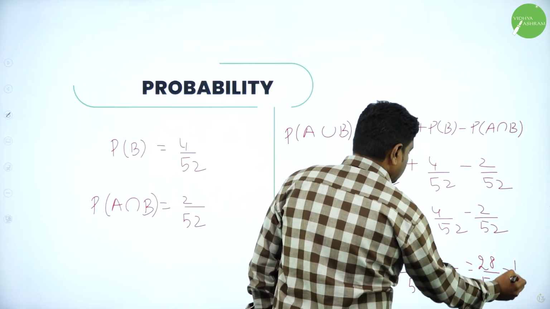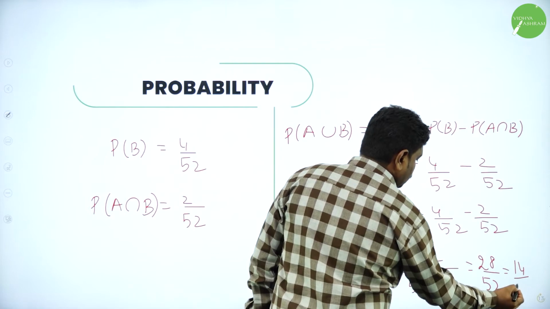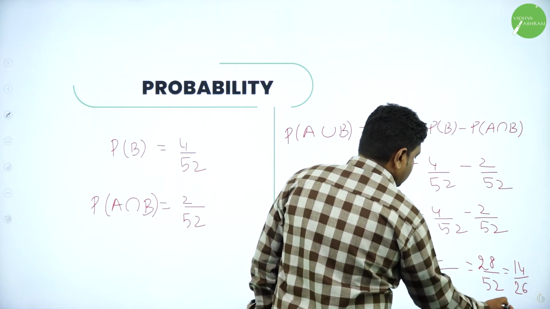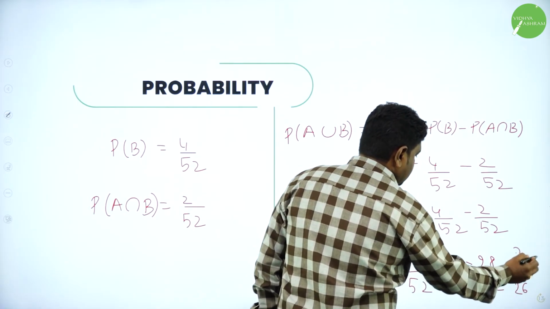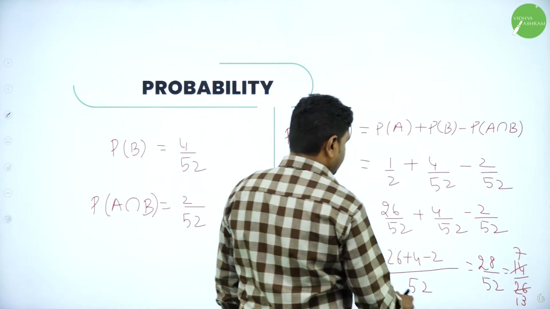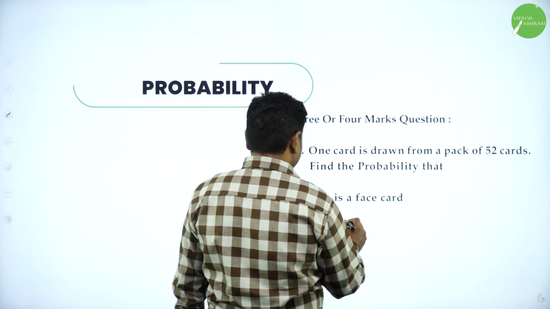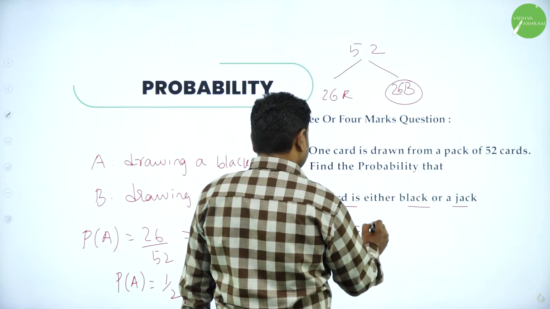Both are divisible. 2 ones are 2, 2 fours are 8, 2 twos are 4, 2 sixes are 12, 2 sevens are 14, 13s are 7 by 13. So answer is what for this? Sorry. Answer for this is 7 by 13.